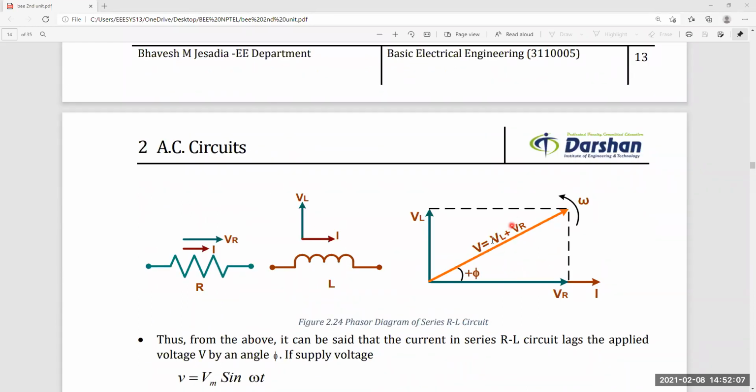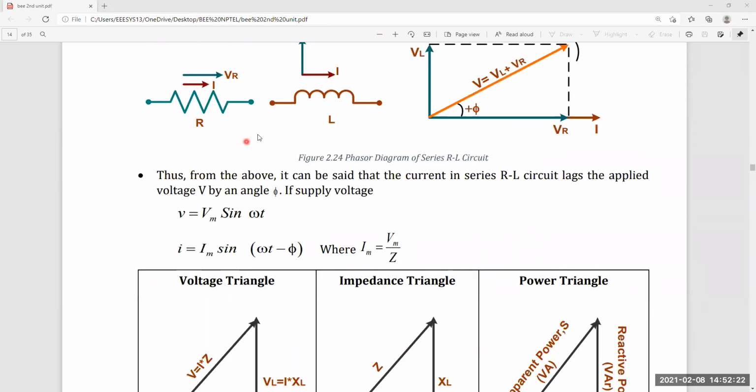So in phasor form, V is equal to root of VR square plus VL square, according to the Pythagoras rule. This voltage V is nothing but, so this is VL, same length here. Then V is equal to root of VR square plus VL square. So in this way we will get it like this.